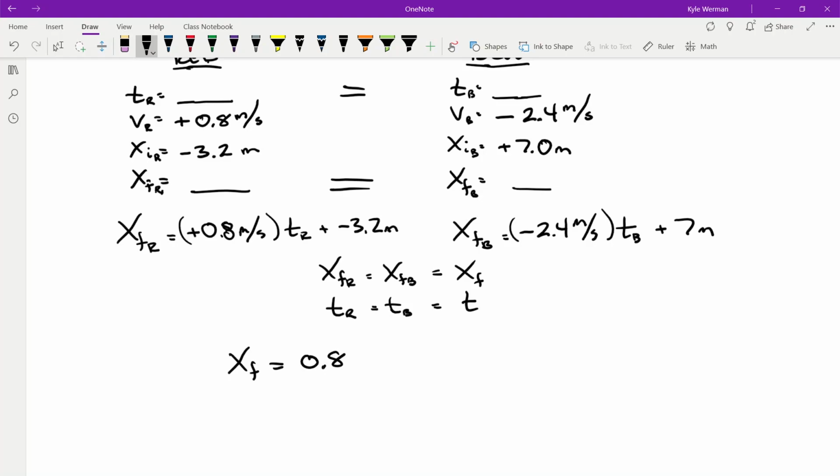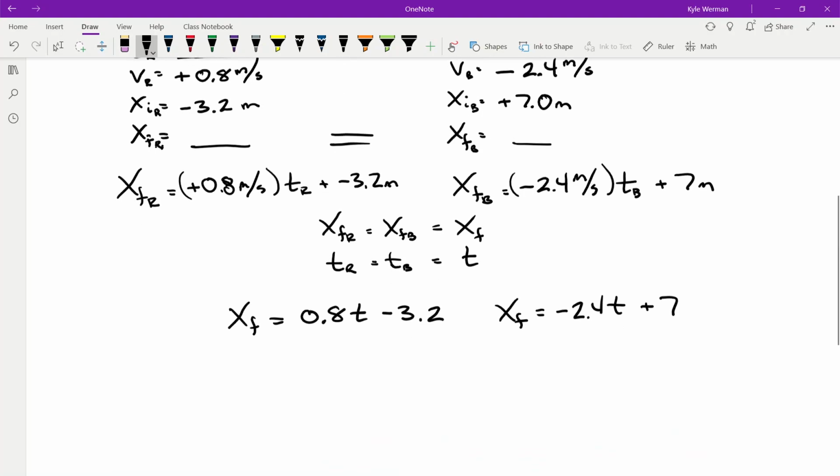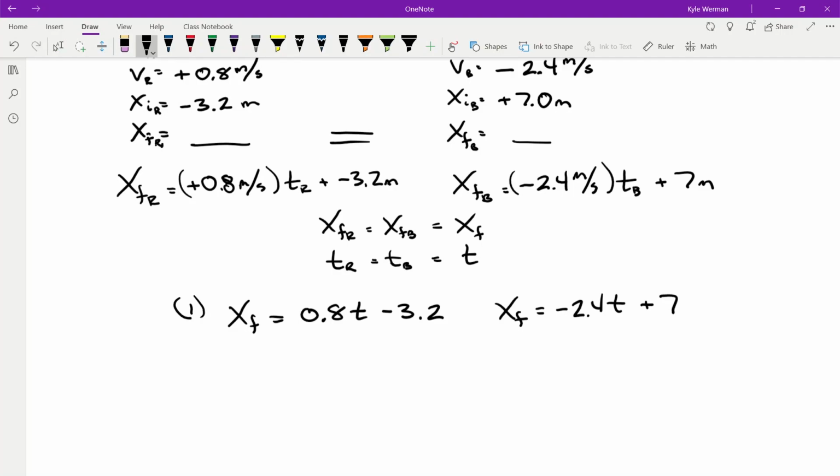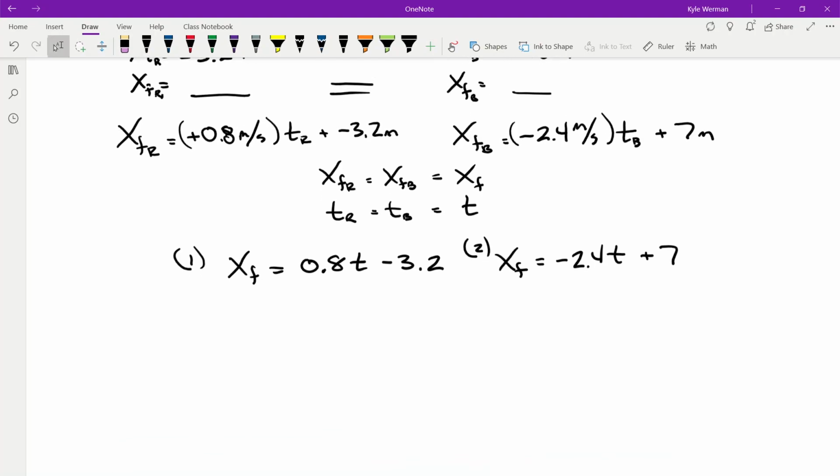I'm just going to write the magnitudes or the values, and I'm going to write out my equation for the red car to be here, and the blue car now is x final is equal to negative 2.4 t plus 7. And now we have two equations, equation 1 and equation 2, to represent each car. And your math teacher would tell you you can find the x and t. There's only one position and time that will satisfy both equations at the same time. And we are now dealing with, in math, something called a system of equations.